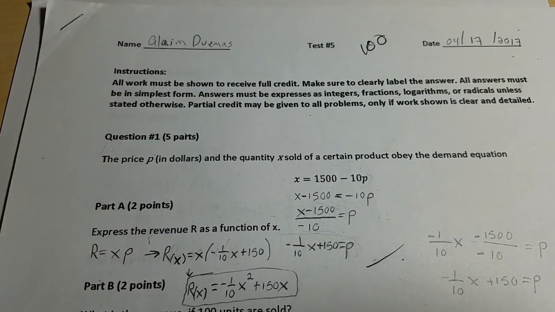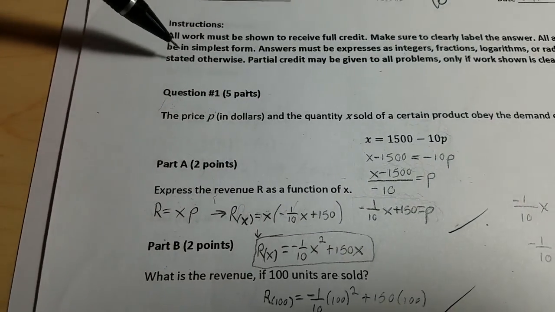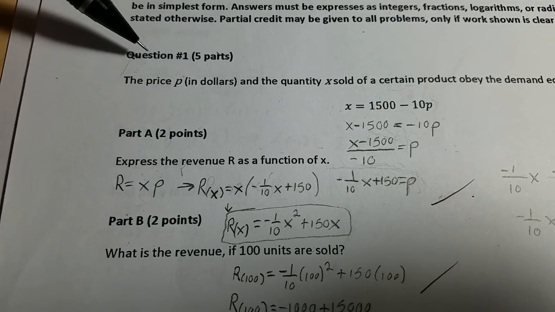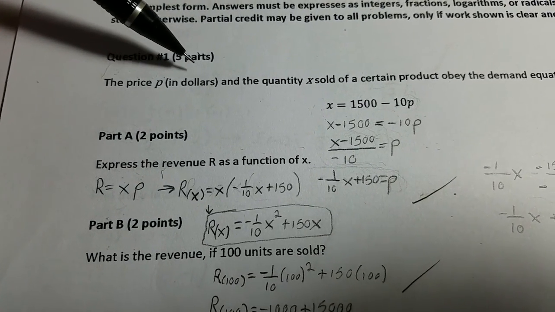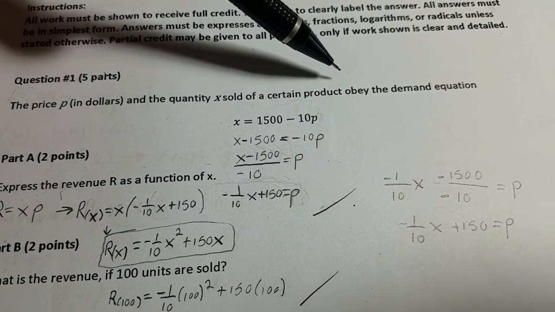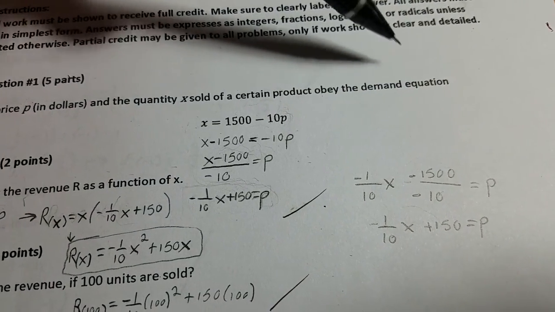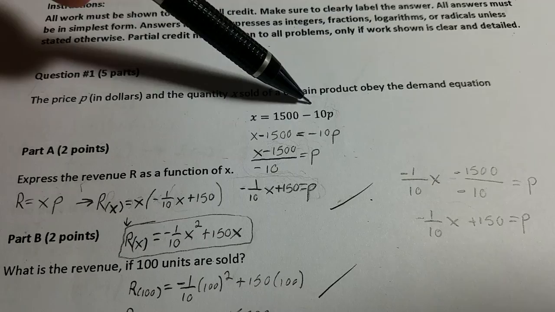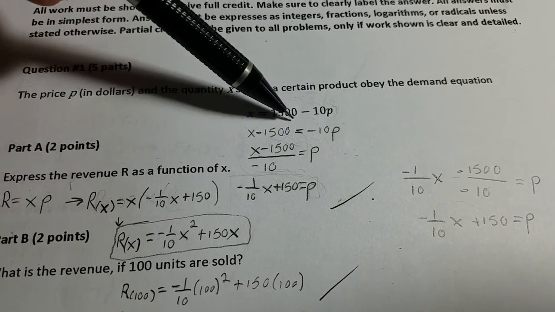Okay, let's go ahead and solve our fifth and final test. First question says, the price P in dollars and the quantity X sold of a certain product obey the demand equation. And this is the equation that we were given, right? This one we have over here.